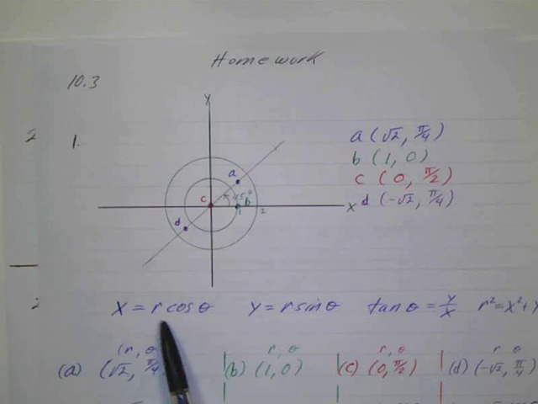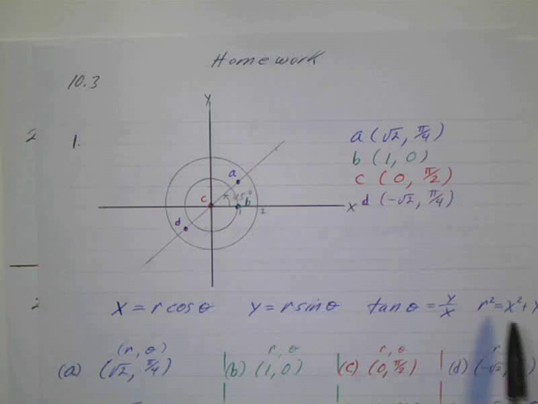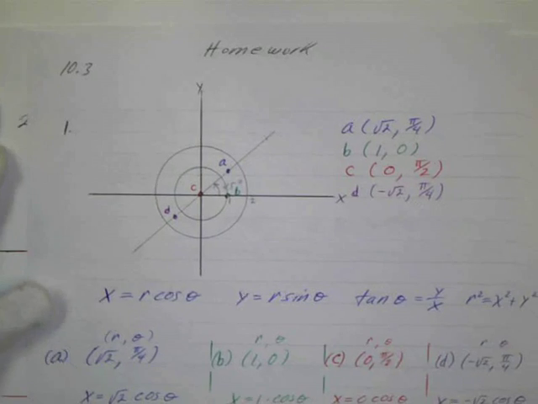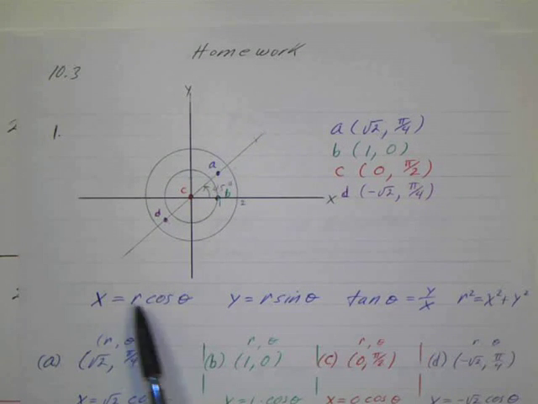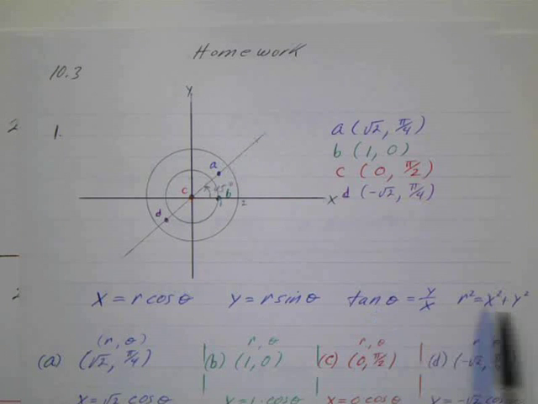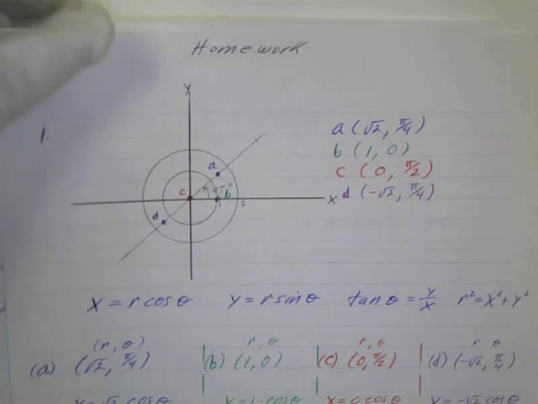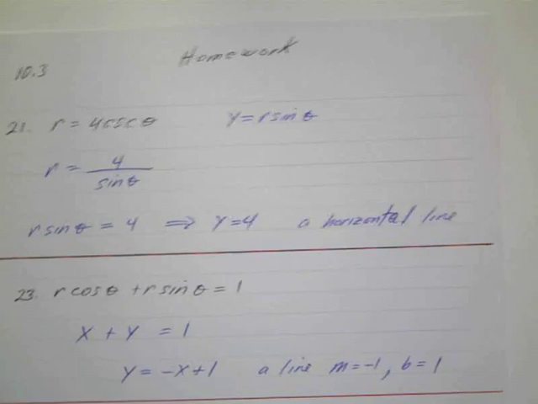I always want to get these things in terms of the conversions from number 1: x equals r cosine of theta, y equals r sine of theta, tangent of theta equals y over x, and r squared equals x squared plus y squared. So we're going to use these conversions to go from polar to rectangular, and back and forth.